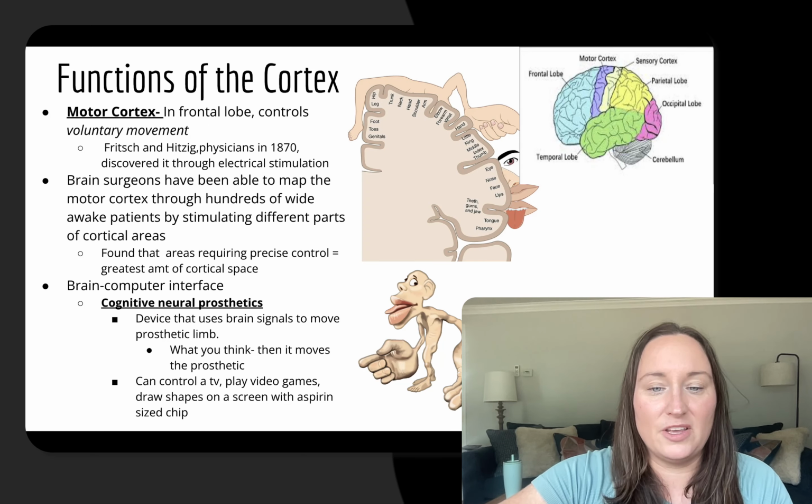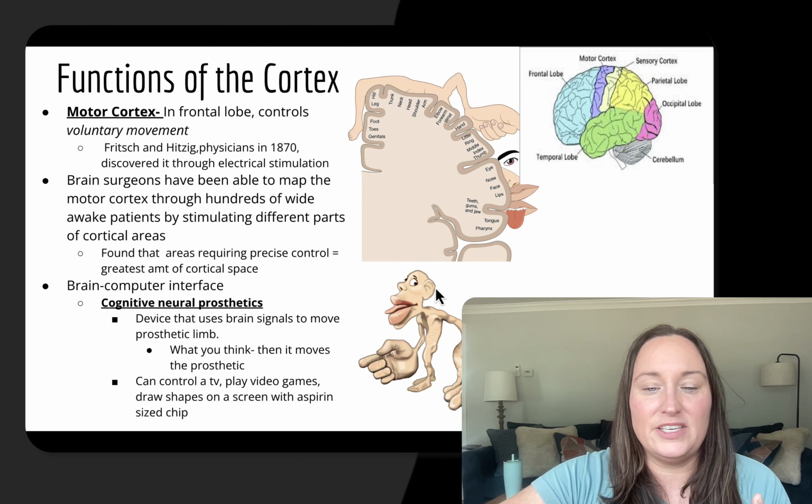And this is the homunculus. He's also showing you how much of our brain is devoted to each part. So like his mouth and his lips and his ears are a lot bigger.